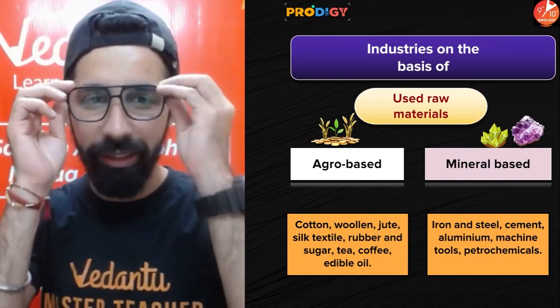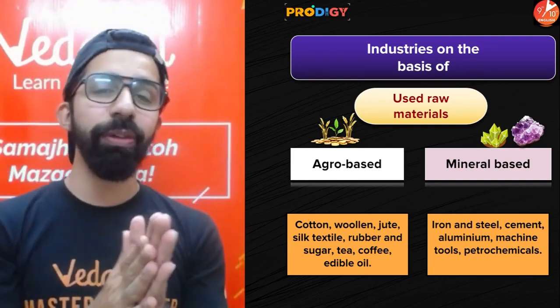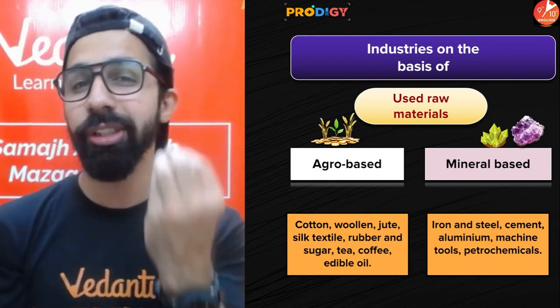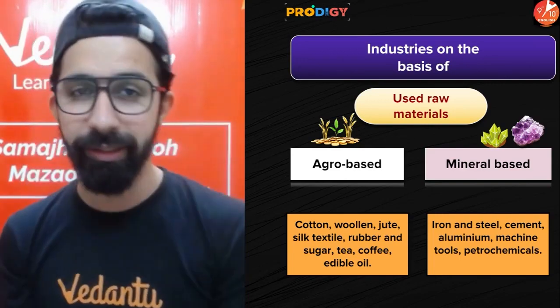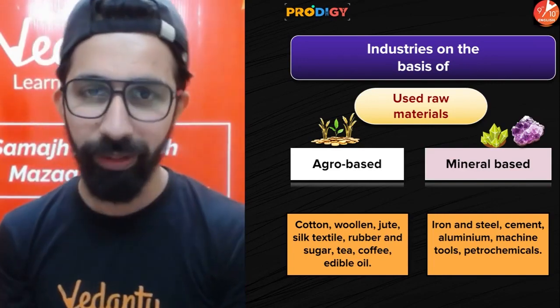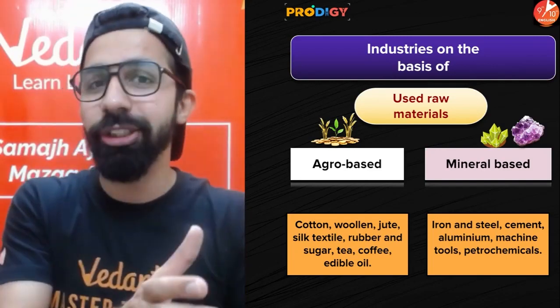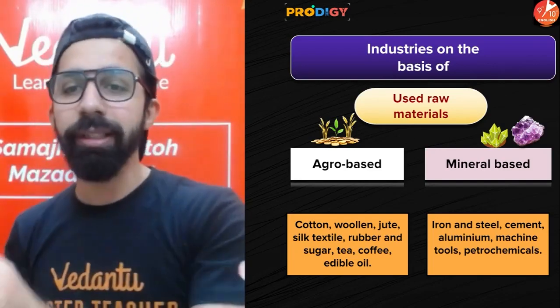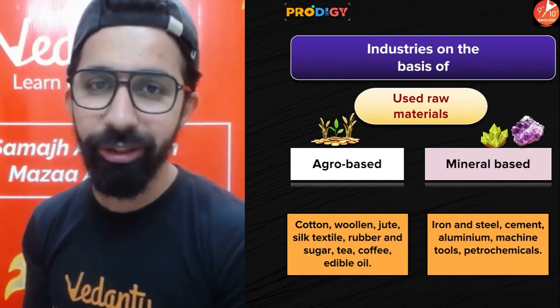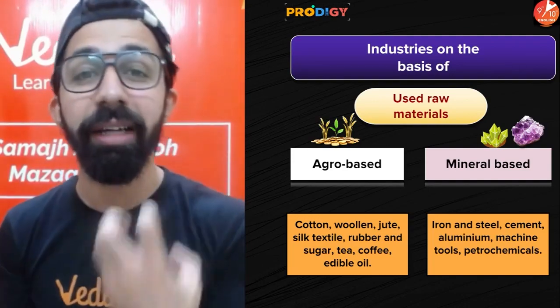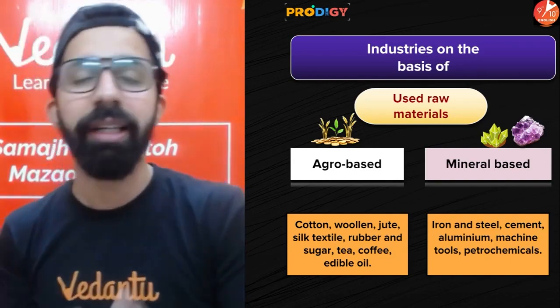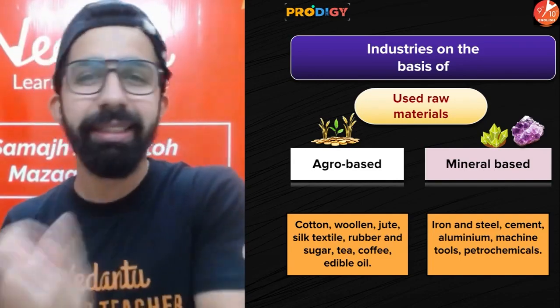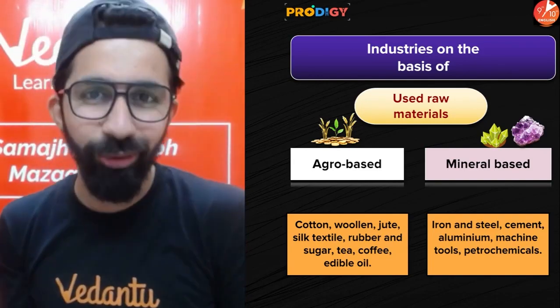What are agro-based industries, guys? Agro-based industries are those industries which use agricultural products as their raw materials, like the textile industry. On the other hand, if we talk about mineral-based industries, these industries are using minerals and metals as their raw materials, like the iron and steel industry or cement industries, and so on.